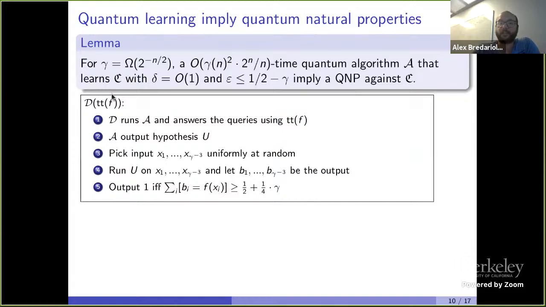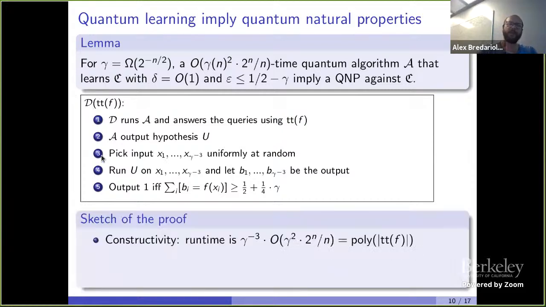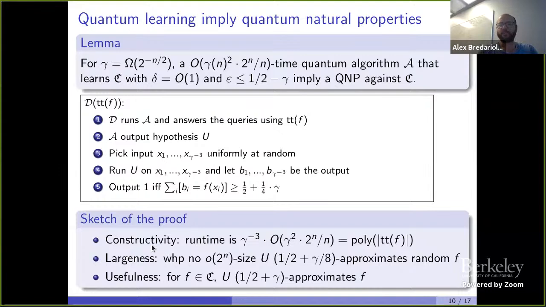And remember that this natural property has the truth table of a function, so you can just compare the output of your hypothesis with the truth table that this learning algorithm got. Okay, and we can show that these three properties of quantum natural properties hold. By the parameters that we choose, the runtime is polynomial in the size of the truth table.